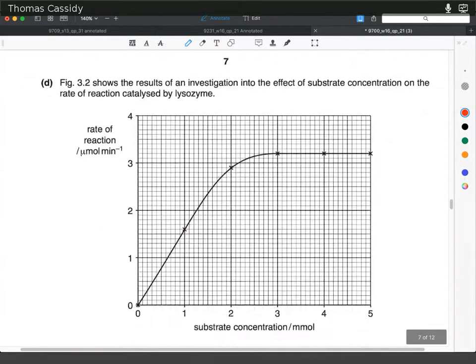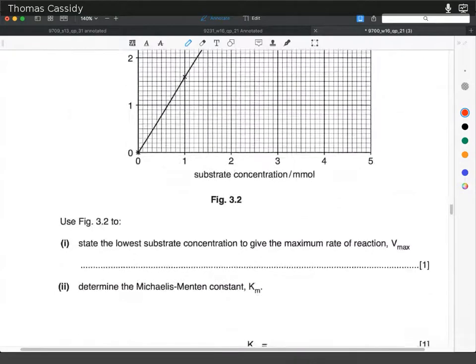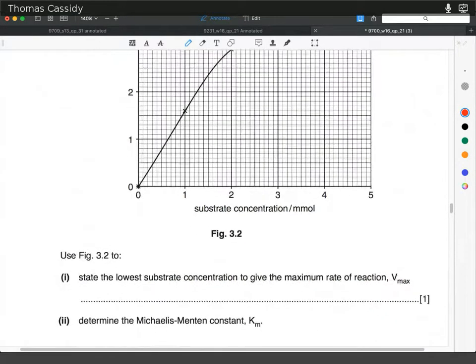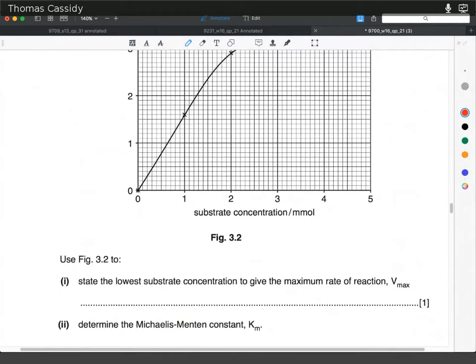We have part D. I had to double take on this question when I looked at it, but it's not as difficult as it seems, fortunately. So we're given a graph here plotting the rate of reaction against the substrate concentration. So how much stuff we've got and how quickly the reaction is taking place, to put that in layman's terms. Part 1 asks to state the lowest substrate concentration to give the maximum rate of reaction.